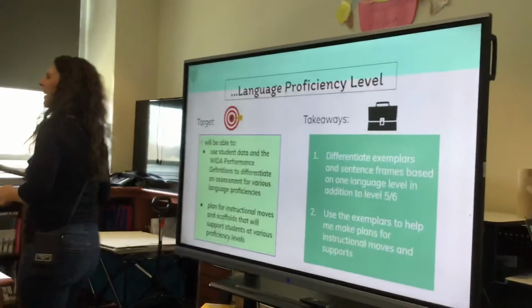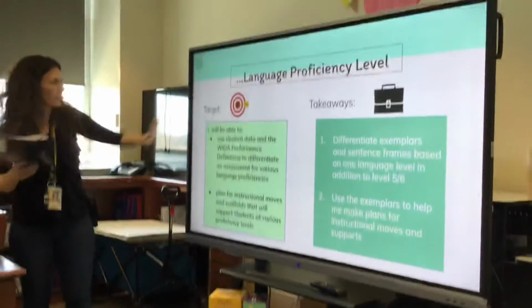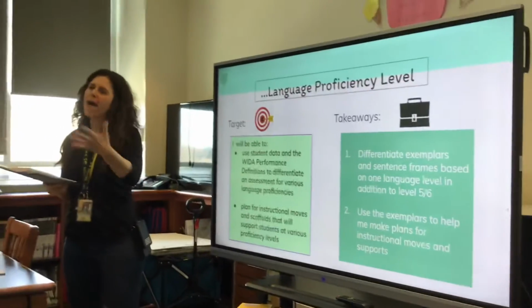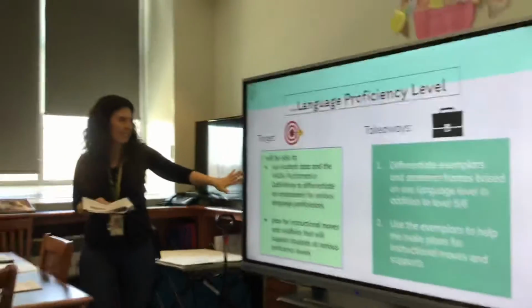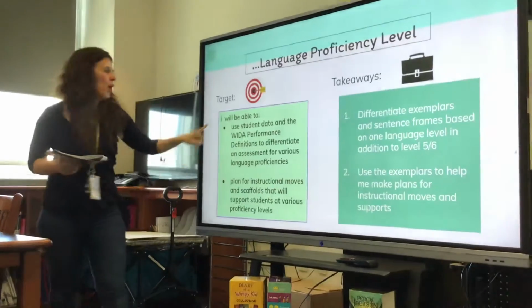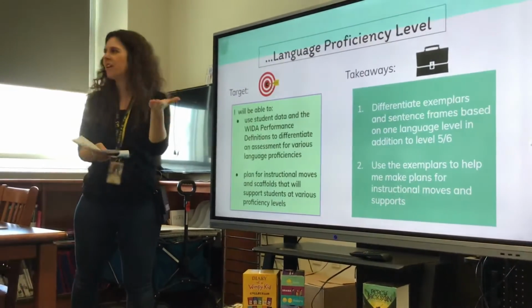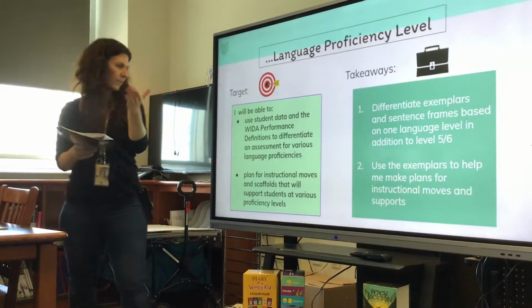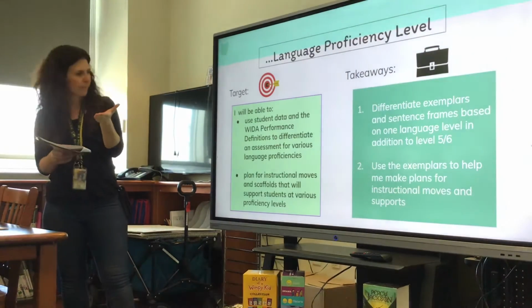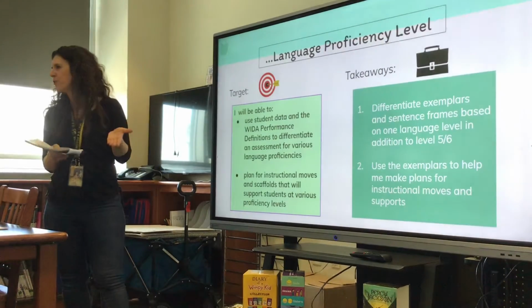Okay. Let's go ahead and I'm going to have us echo repeat the first part of the target together. I'll say it, you say it. I will be able to use student data and the WIDA performance definitions to differentiate an assessment for various language proficiencies.